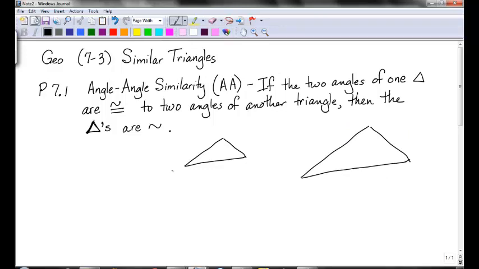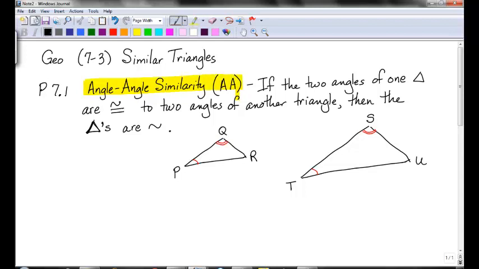So on this one, I'm going to label this P, Q, R. And I'm going to label this one T, S, U. And label the angles. If angle P is congruent to angle T, and angle Q is congruent to angle S, well, if those two are congruent, it forces the other one congruent. And they are triangles, so then they are similar. Okay, so that is called angle, angle.